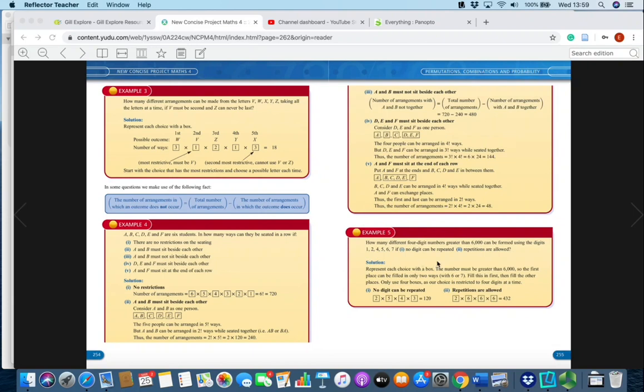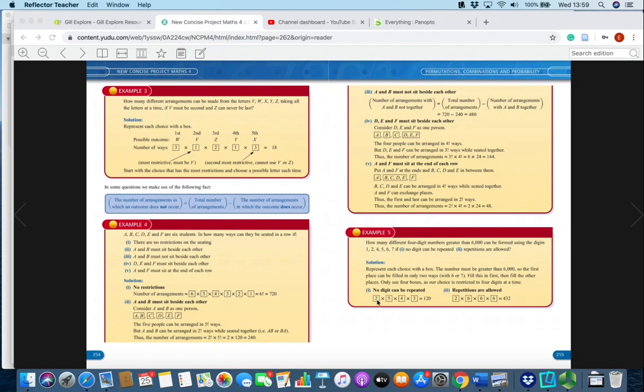Okay, example 5 comes up quite a bit as well. How many different 4-digit numbers greater than 6,000 can be formed using the digits 1, 2, 4, 5, 6 and 7 if number 1, no digit can be repeated, 2, repetitions are allowed. So 4-digit numbers, okay? So that's why there are 4 boxes, because it's a 4-digit number. So they have to be greater than 6,000.